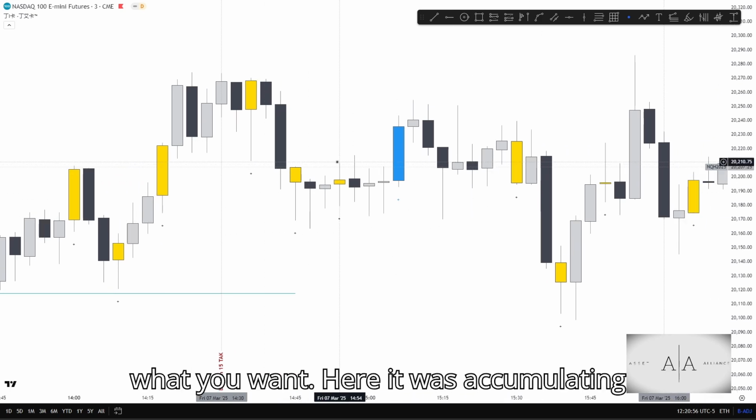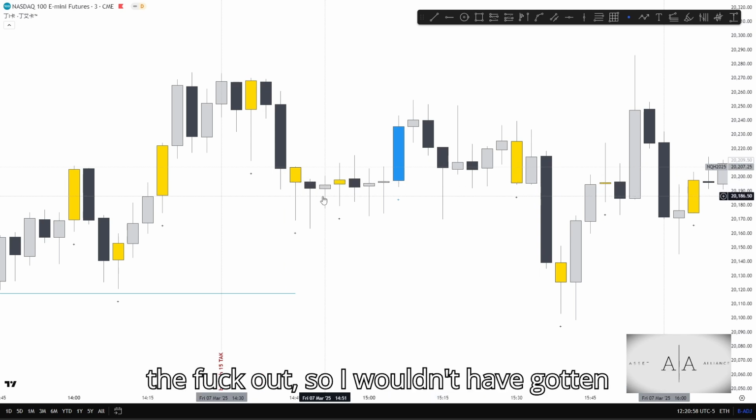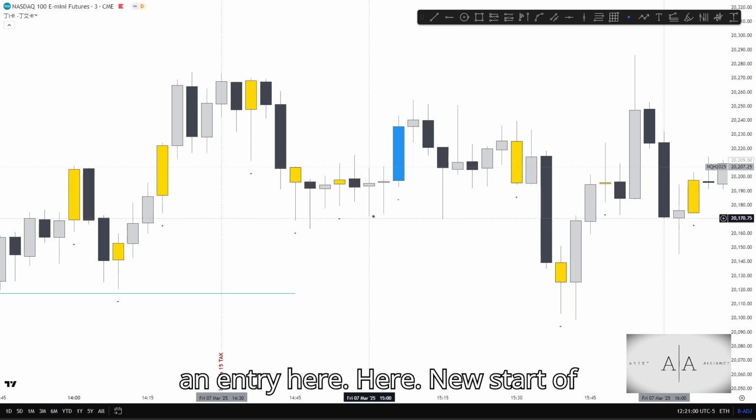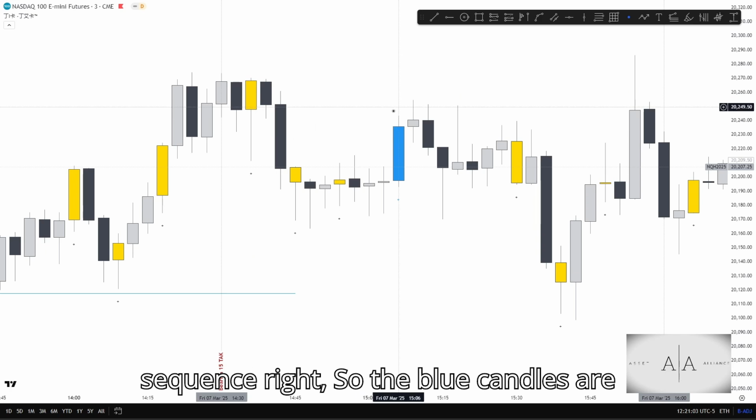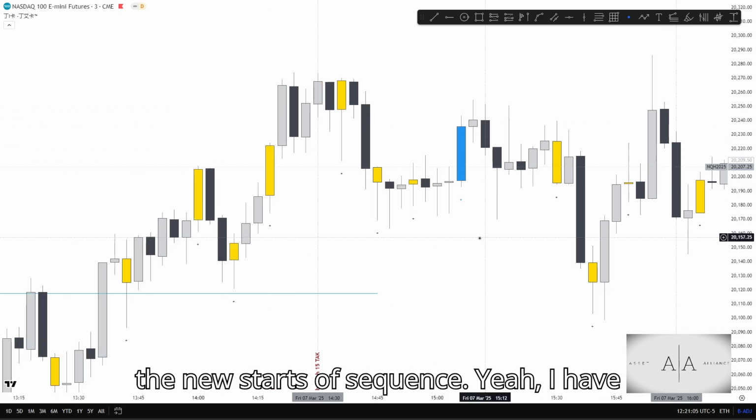Depends about what you want. Here it was accumulating the fuck out, so I wouldn't have gotten an entry here. Here, new start of sequence, right? So the blue candles are the new starts of sequence.